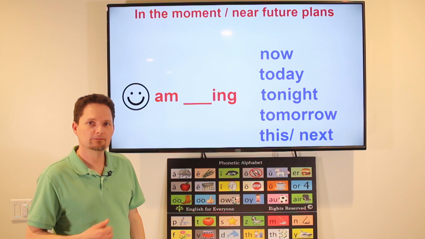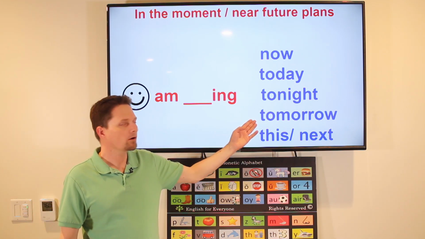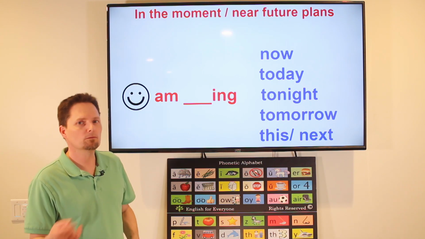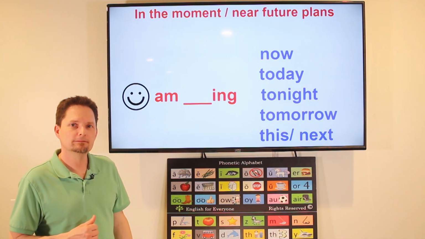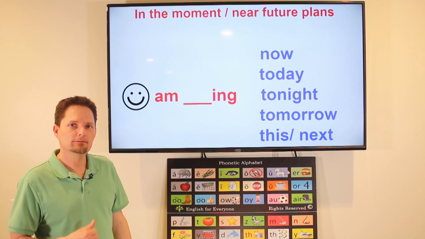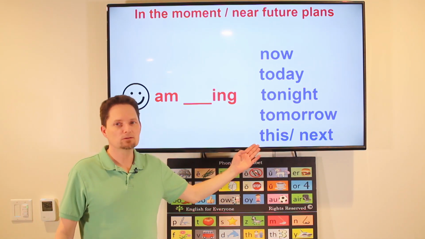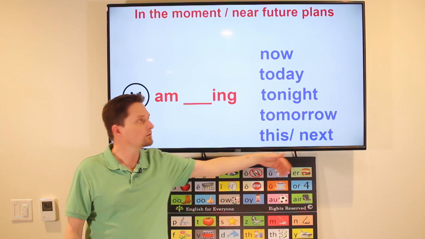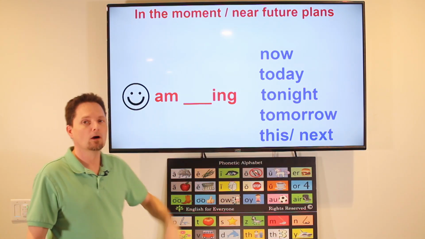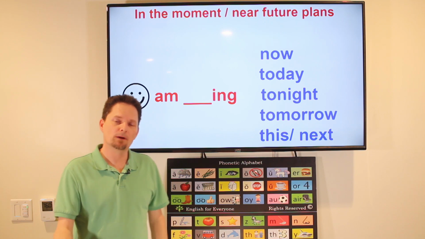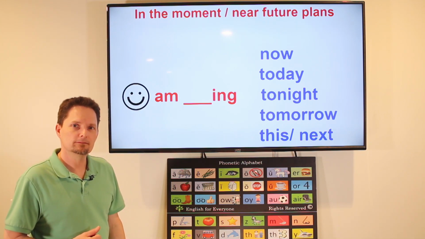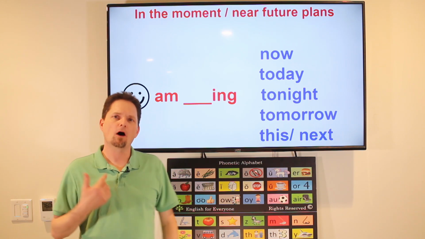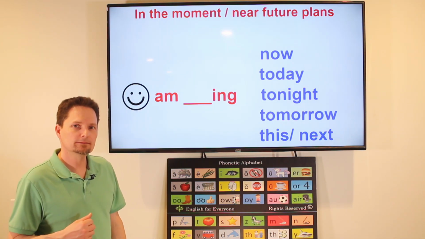Very good. Tomorrow, near future. Are you cleaning the house tonight or tomorrow? Respond. Very good. This week, this month, next week, next month. We use the continuous action. Are you working this week? Respond. Very good. I'm not working next week. Are you working next week? Respond.